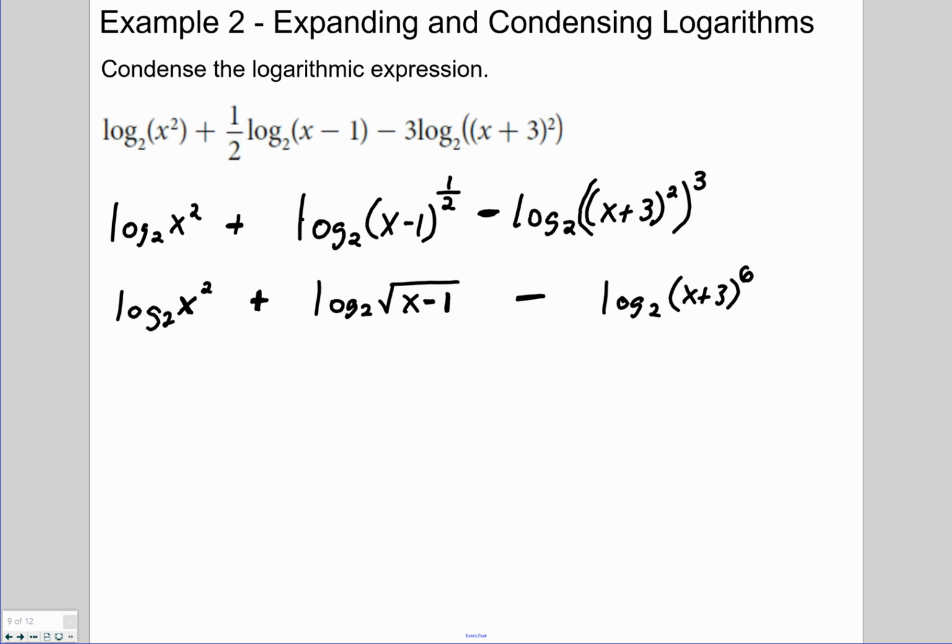Okay, no. Now I think we're ready to make one log. Because x squared and the square root of x minus 1 are going to combine with what operation? Multiplication. I see addition, so I combine them with multiplication. I see this, x plus 3 to the 6th power, has subtraction in front. So what am I going to do with this? Divide.